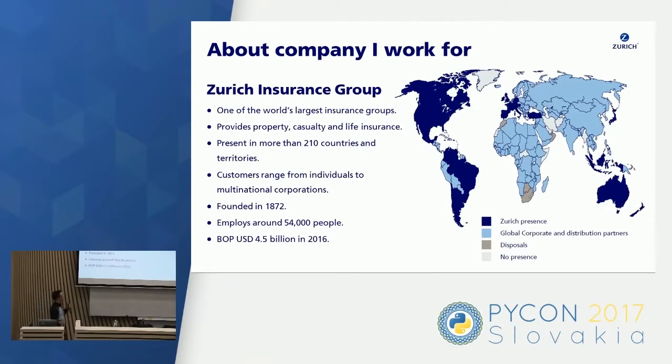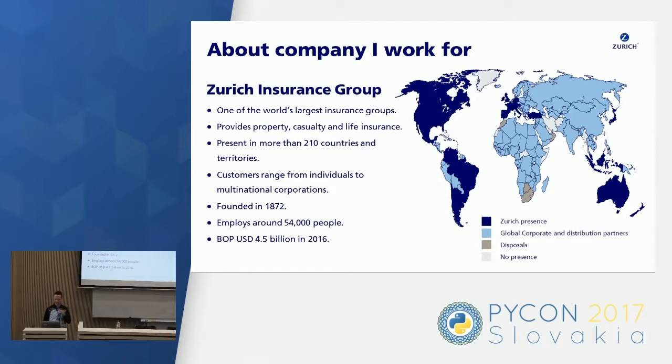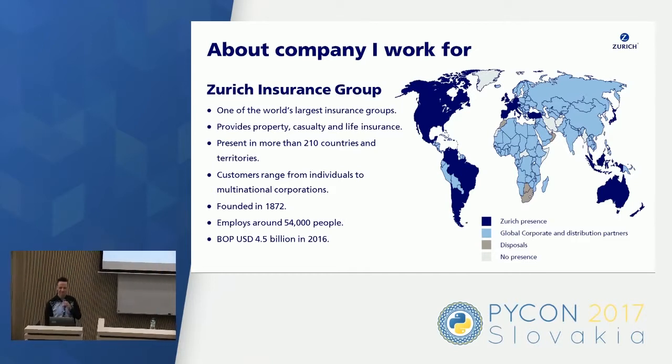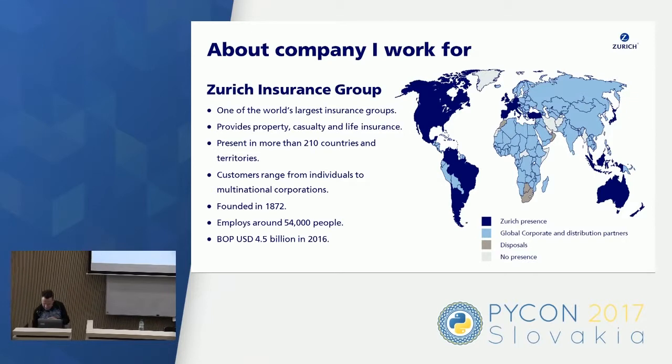So the company, I work for Zurich Insurance, which is one of the biggest global groups in the world. They have companies all over the world. The dark blue is where we are present, and light blue is where we have some intermediary. And gray ones are where we are leaving the market, and white is where we are not present, but there are very few countries. So we cover almost 210 countries.